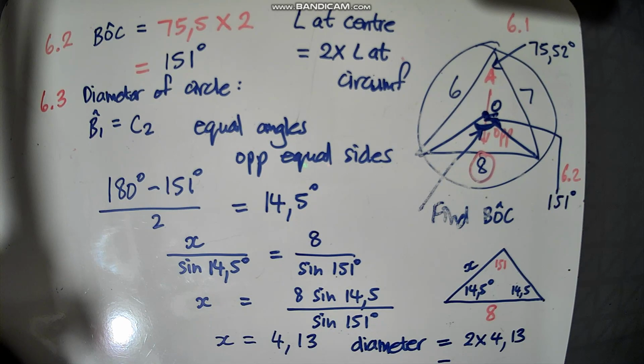Now the diameter will be 2 times the radius. So the radius is 4,13. Multiply it by 2. That will be 8,26 units is the diameter.